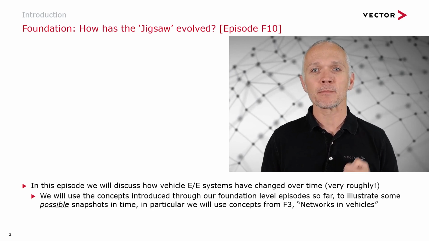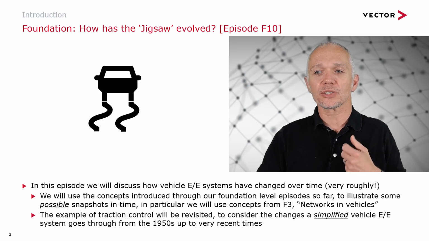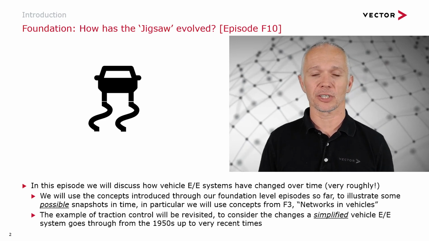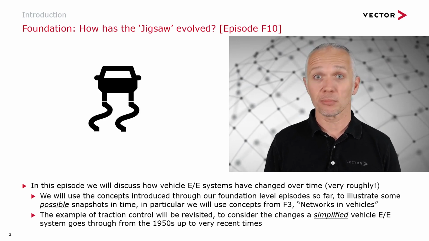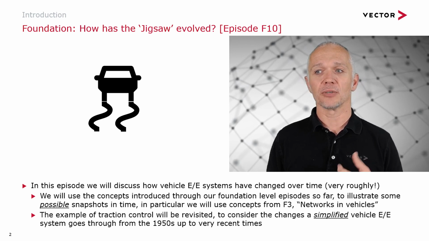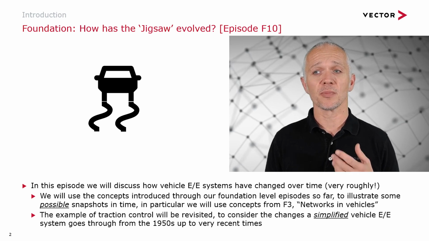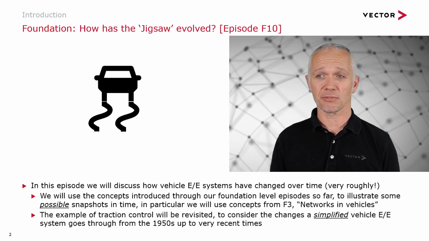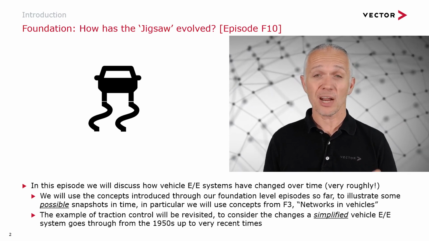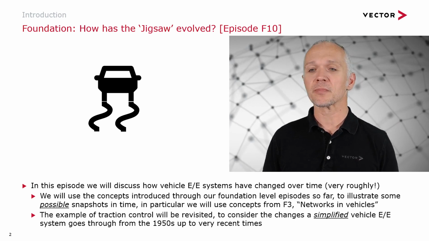To do this, we're going to revisit our example of traction control that we've used a number of times through the series, and we're going to consider the changes that a simplified vehicle EE system goes through from the 1950s up to very recent times.